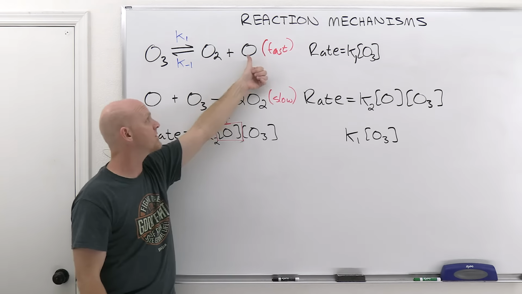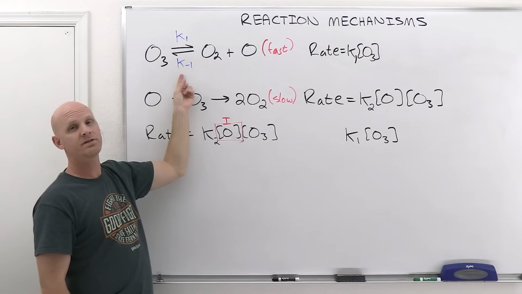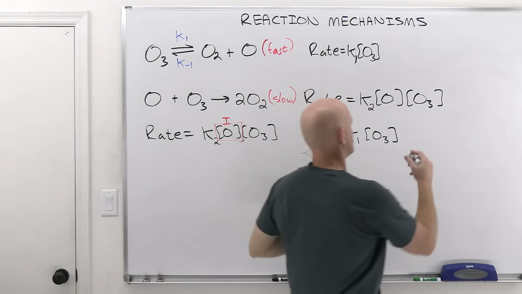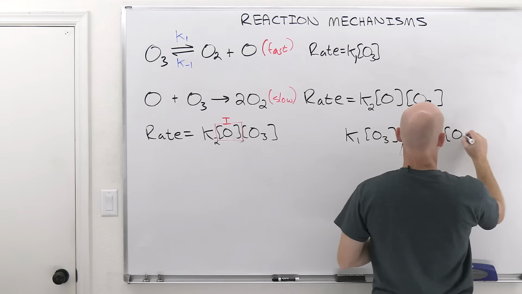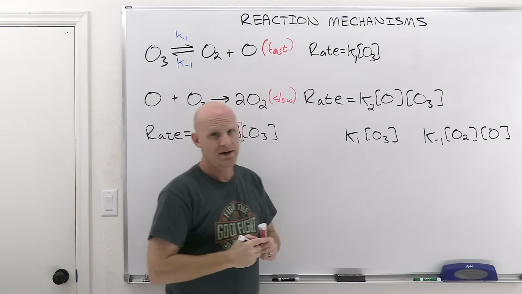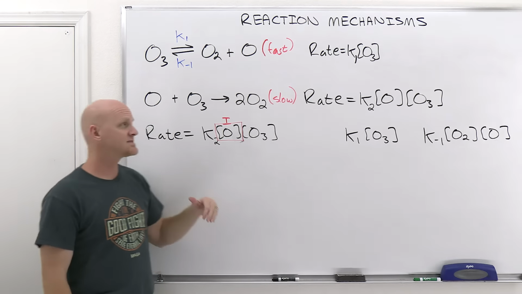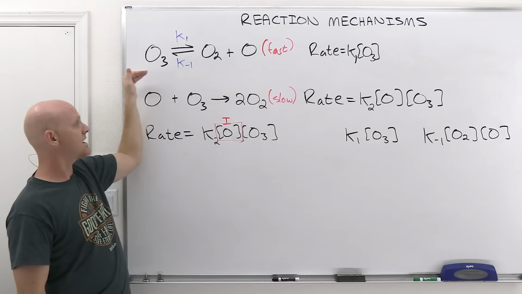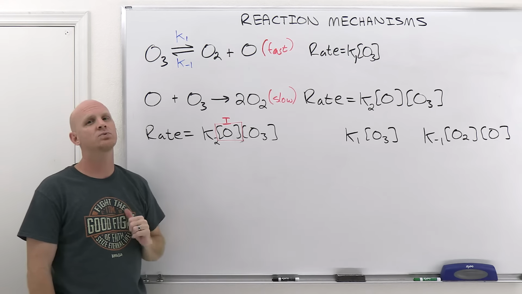And then if we looked in the reverse direction, these would now be the reactants that would show up in the rate law, and the rate constant would be K minus 1. And so we'd have K minus 1 times concentration of O2 times concentration of O. And so here's the forward rate law, here's the reverse rate law. And again, the idea is that this first reaction is essentially going to finish before this second reaction ever really gets going.